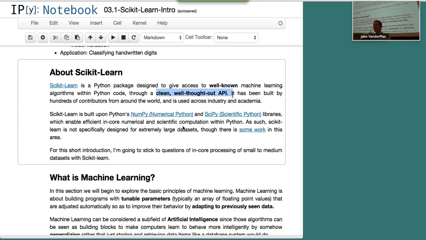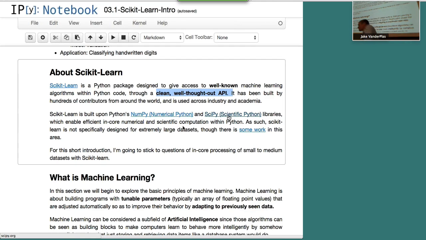Scikit-Learn is built on NumPy, which, as you know, is the numerical computing package that gives you data buffers and data arrays, and SciPy, which is a package that wraps all sorts of useful Fortran codes to do interesting scientific things.